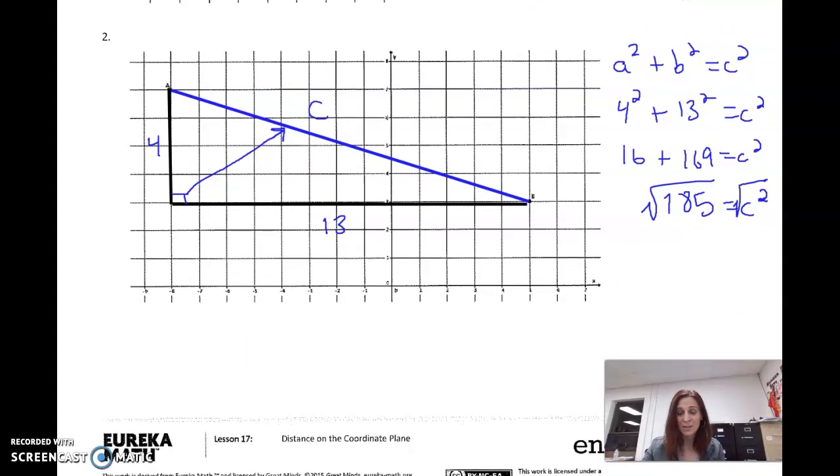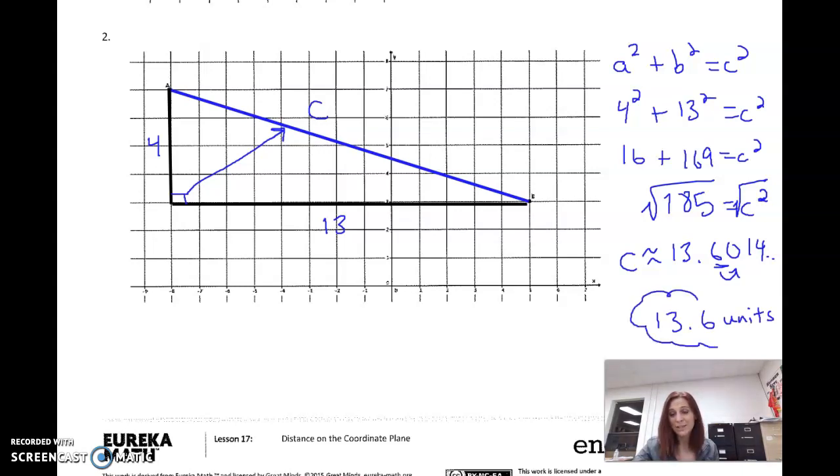So I'm going to type this into my calculator. And I get that C is approximately equal to 13.6014... Tenths, that's a 6. I look at the 0 behind it. Does that 0 tell me to keep it as a 6 or make it a 7? Keep it as a 6. So we're going to say that this is about 13.6 units. The length of A to B is 13.6 units.